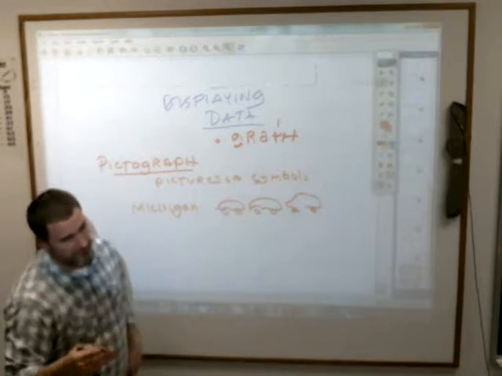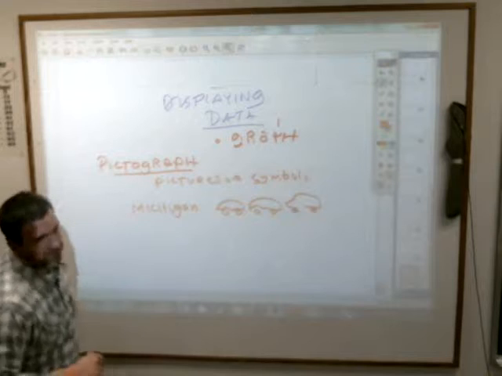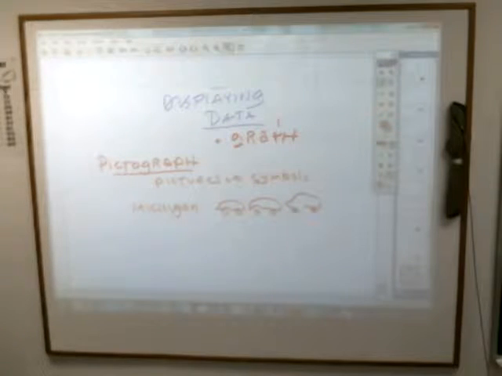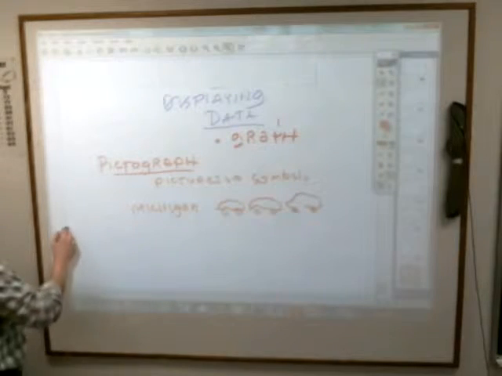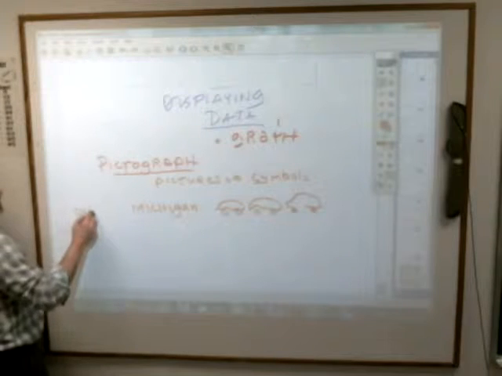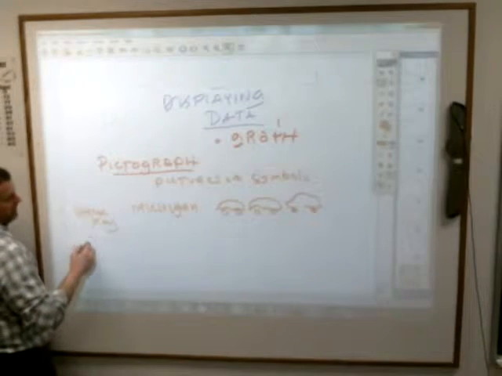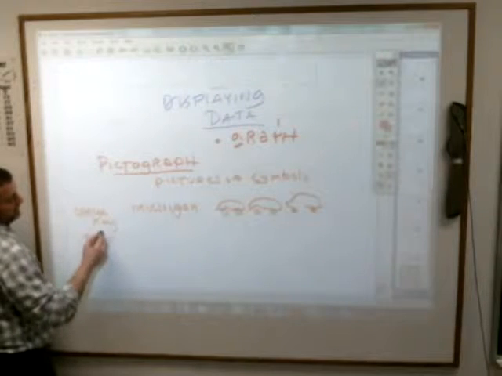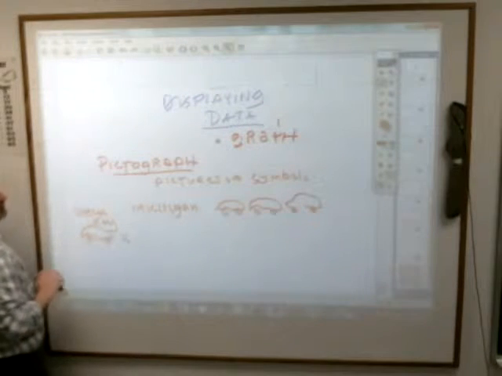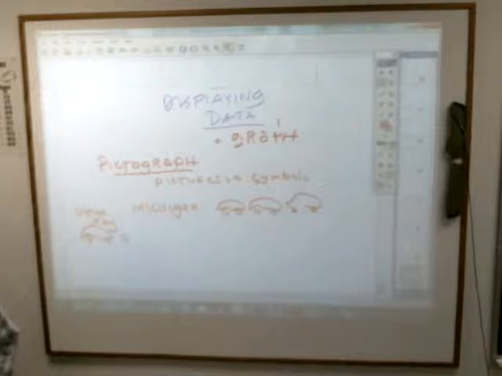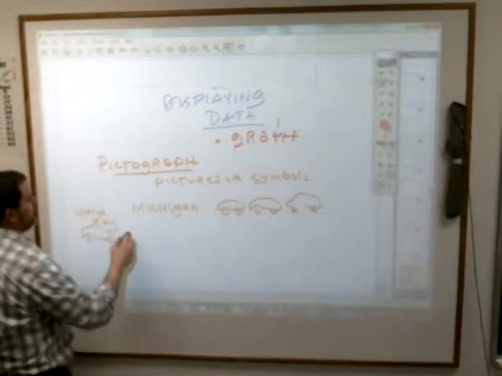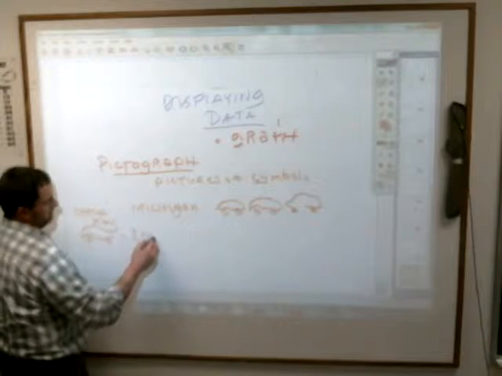So the most important thing, Grace, is you need to look at the key. Make sure you check the key. And when you look at the key, you will see that one of these lovely automobiles doesn't equal just 1. It is actually worth a lot more than that. It is, Peter, 1 million cars.